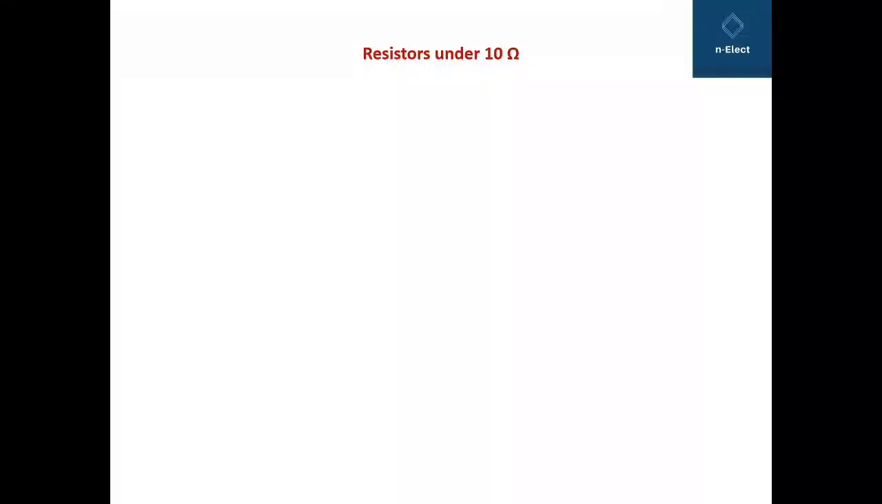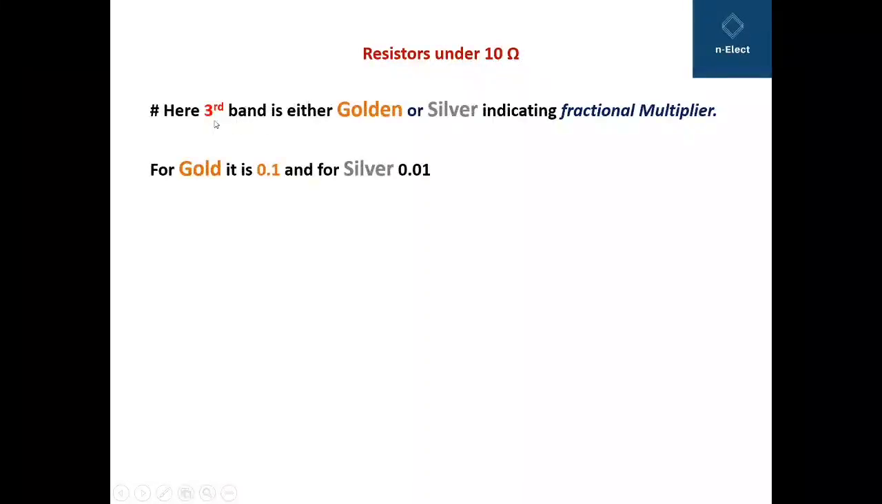Then comes resistors under 10 ohm. Under 10 ohm means whose value is less than 10 ohm. So here only 3 bands are there, and the 3rd band is either golden or silver. Before this we have seen that the golden or silver band was appearing at the 4th position, but for the resistors under 10 ohm, the golden or silver band appears at the 3rd position only, and there are only 3 bands for this. So here the 3rd band is either golden or silver, indicating a fractional multiplier.